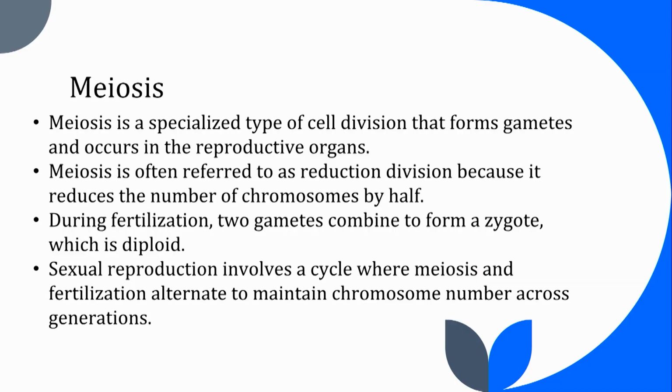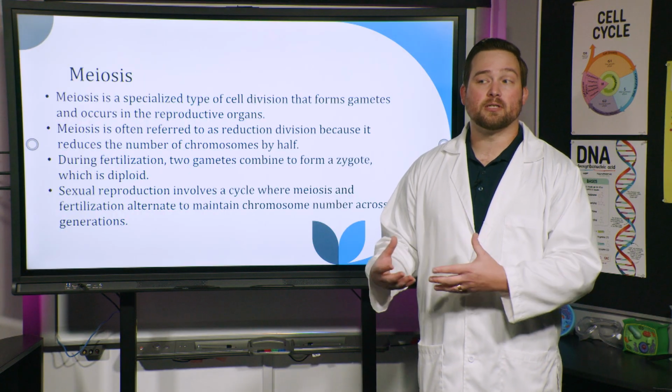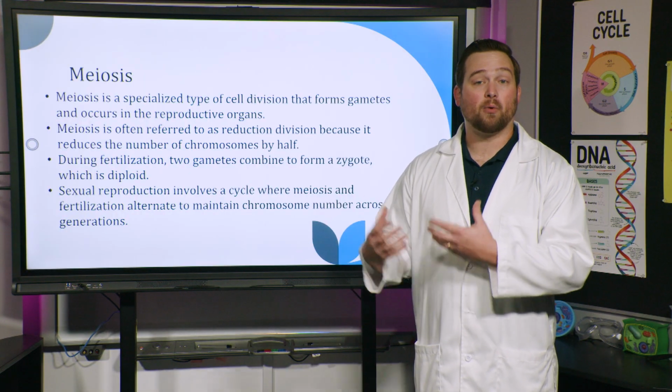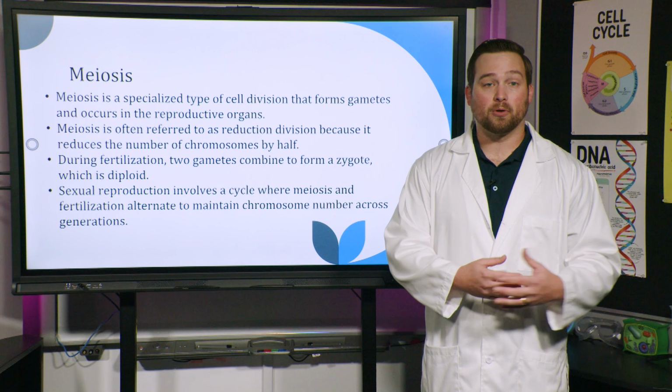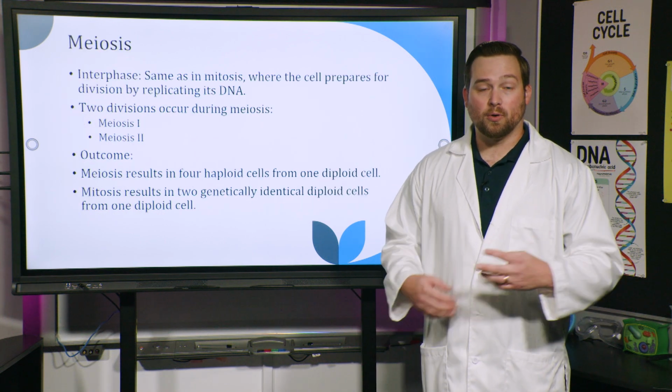We use this during sexual reproduction, okay? It involves a cycle where meiosis and fertilization alternate to maintain chromosome number across generations. So we use this for sexual reproduction. It's how we make gametes so that we can reproduce sexually, okay? Today we're really talking about meiosis 2.